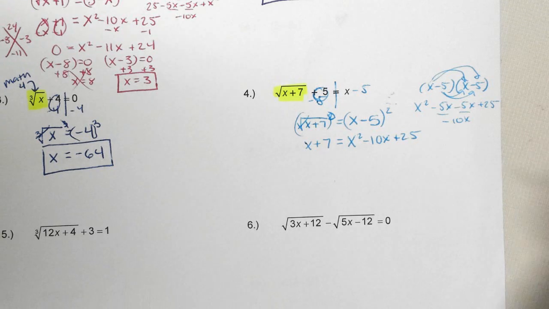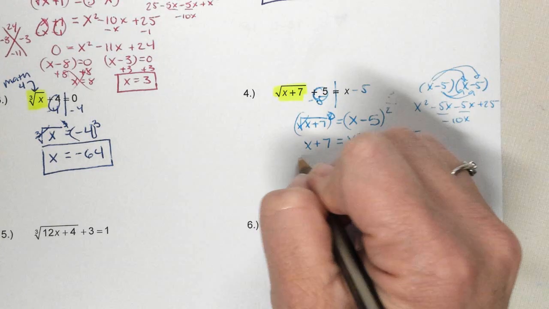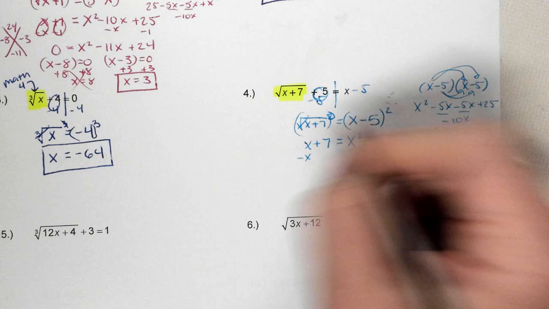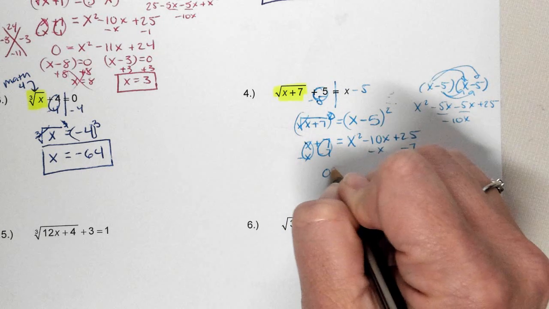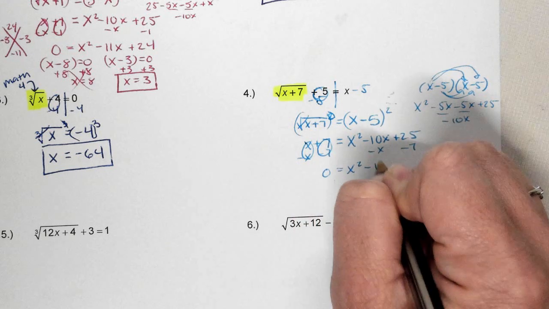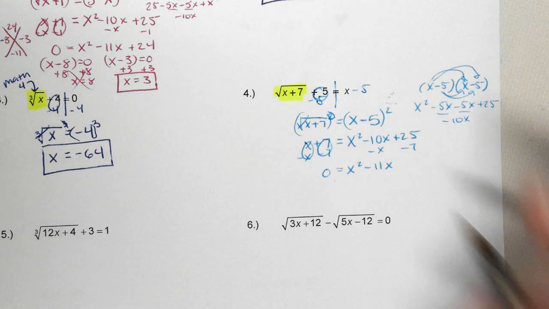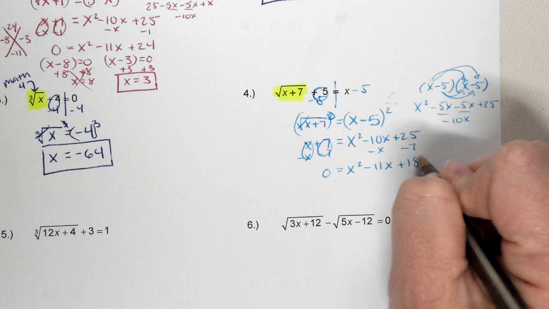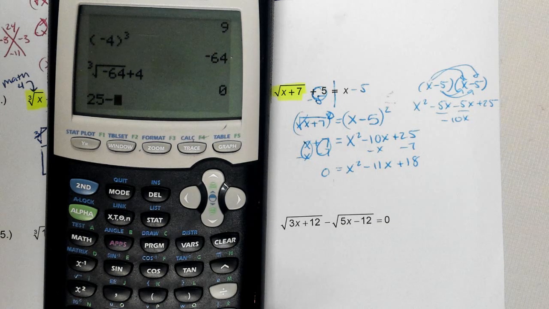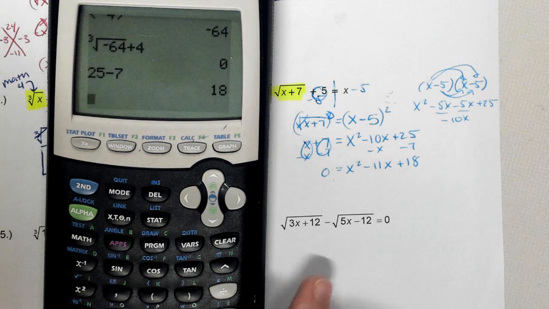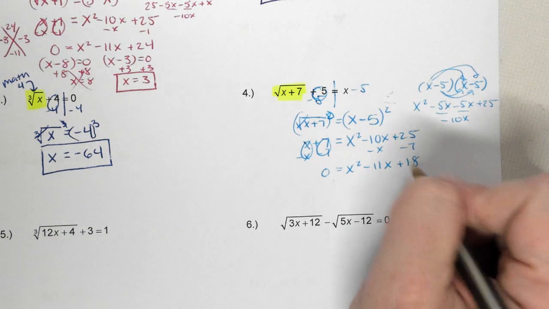So again, I have a squared. I have to make it equal 0 first. So minus x minus 7 minus 7, and I get 0 equals x squared minus 11x, and then 25 minus 7 is 18. I don't know why, but I feel like I need to double check that. Okay. And now I'm going to factor.